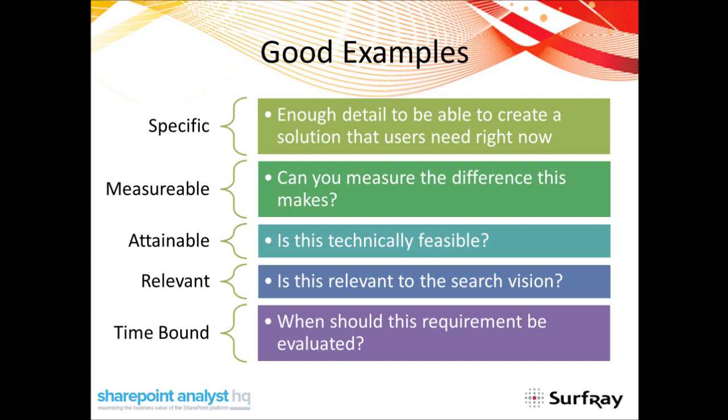They need to be measurable. You need to be able to measure the difference that this particular requirement is going to make. It has to be attainable. It has to be technically feasible. Maybe it's not technically feasible at the moment if you have a search roadmap, but it has to be technically feasible in the future. It should be relevant to the search vision, so you need to have an appropriate vision. And it should be time-bound as well. When should this requirement be evaluated? Or if it's not going to be evaluated or implemented now, we can put this in our search roadmap.